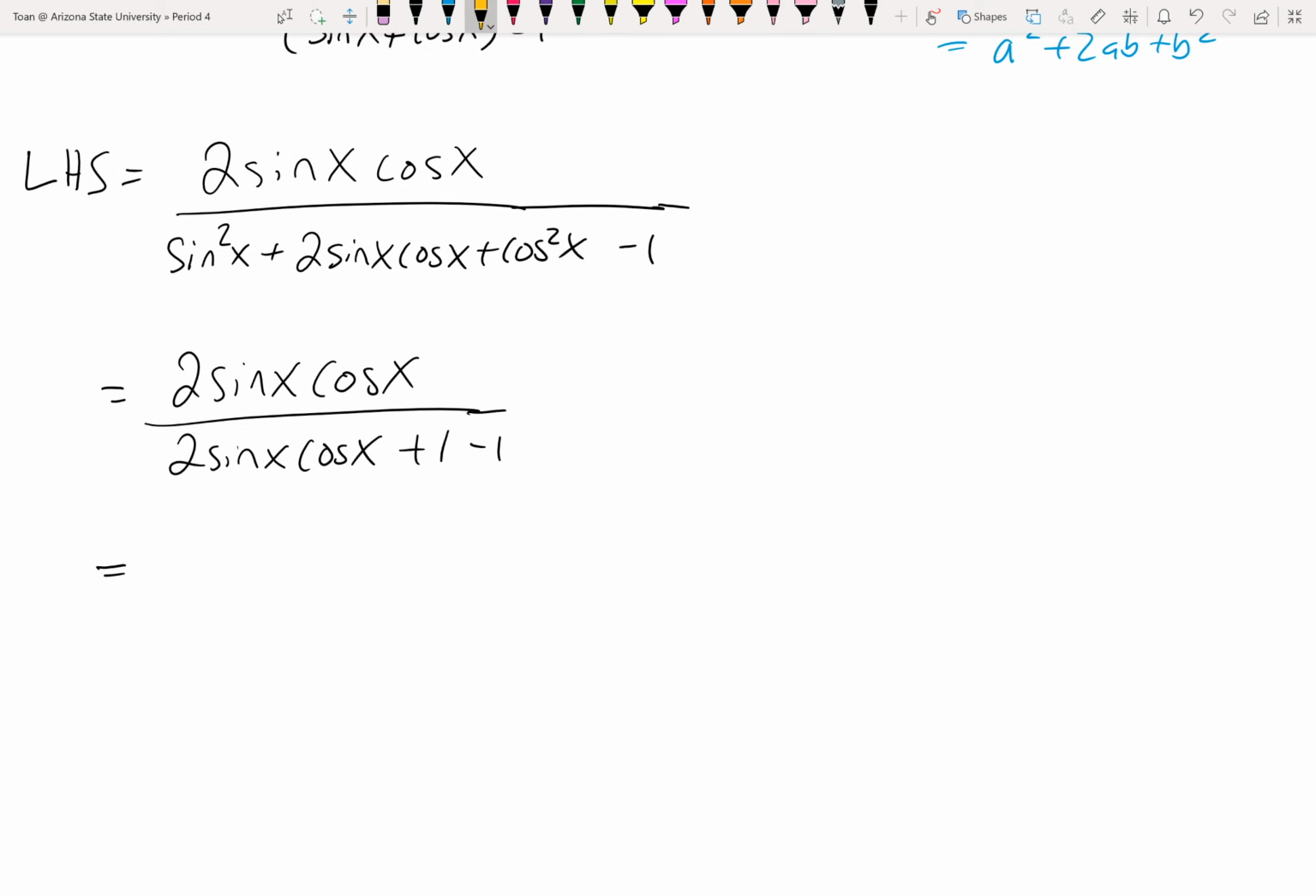So hopefully it's very clear for everyone to see that these guys will cancel. But then these guys will also cancel as well. Everything cancels out to a plain old 1, which is exactly what we want. That is the right-hand side.